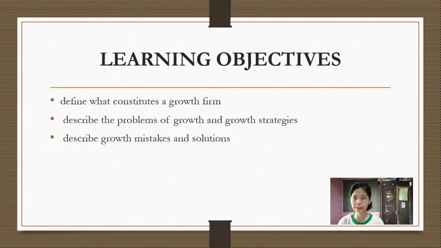So let's move to learning objectives. The learning objectives are define what constitutes a growth firm, describe the problems of growth and growth strategies, and the last, describe growth mistakes and solutions.